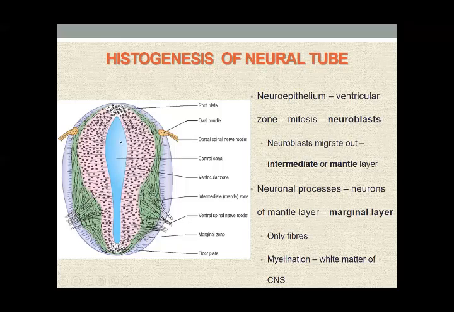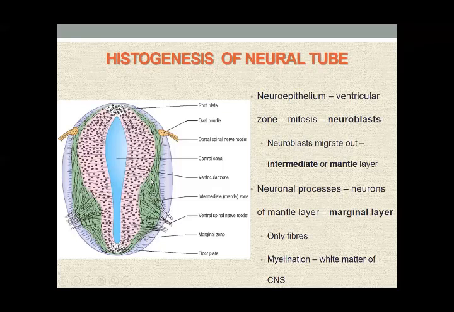The ventricular zone is lying next to this central canal, which will later develop into a ventricle and the central canal of the spinal cord. That is why it's called the ventricular zone. So in the ventricular zone there is rapid proliferation of neuroblasts, and when the neuroblasts mature, they move out into the next layer, which is the mantle layer.